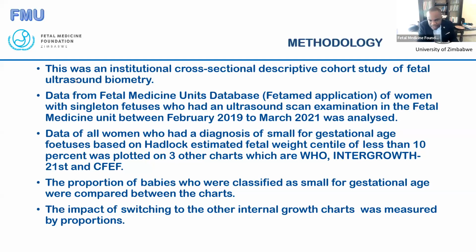We would take the parameters which are there in the system, to say what was the head circumference, what was the femur length, what was the abdominal circumference, and put those measurements in another chart, because the WHO chart is also there, the INTERGROWTH charts as well as the CFEF charts are also there in that machine. Then we'll try to see whether that chart is going to pick those babies as small for gestational age. So what did we find after doing that? Because it was quite cumbersome.